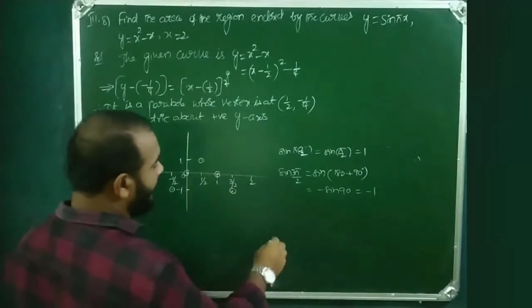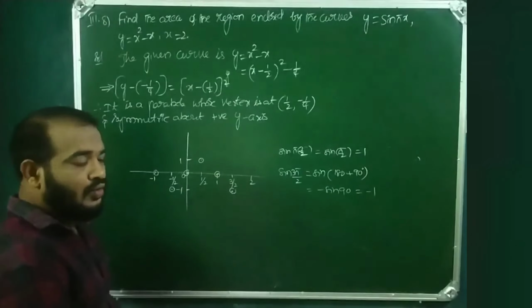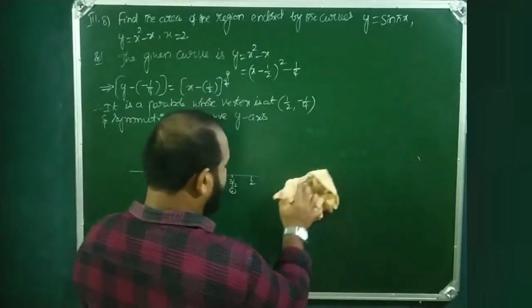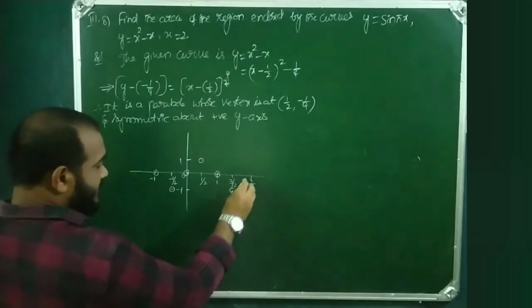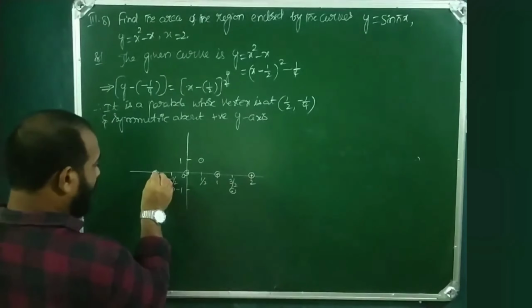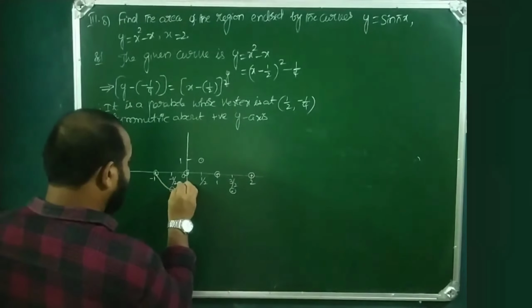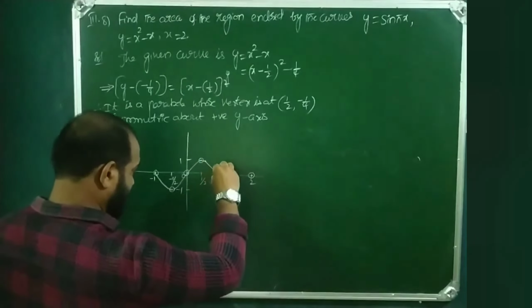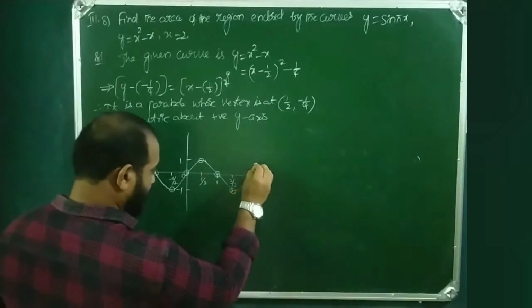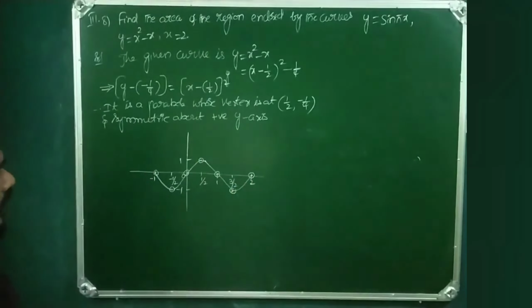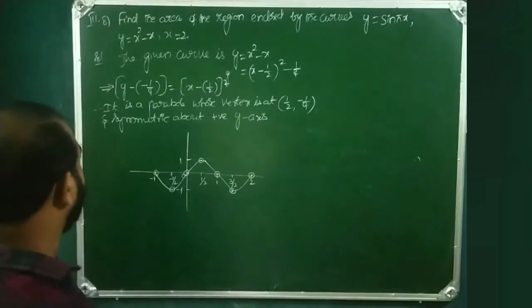Next, sine 2 pi, sine 360. 2 into pi is 360. That is 0. Therefore, if you join the curve, this is how it will look like. This is y is equals to sine pi x curve.